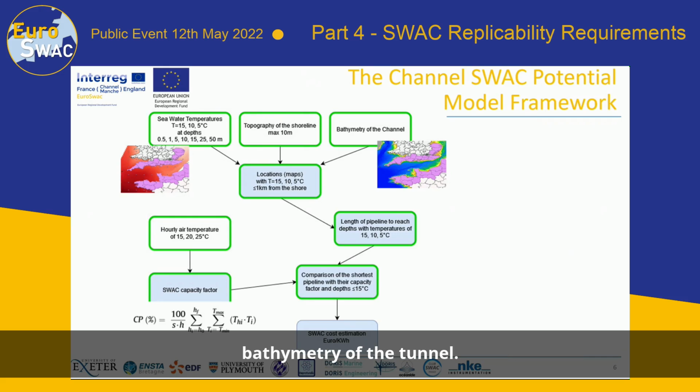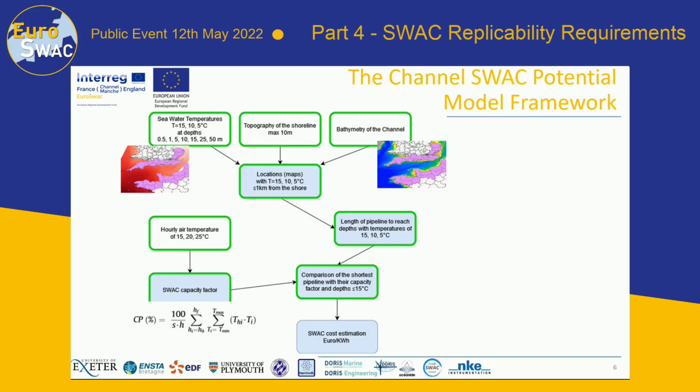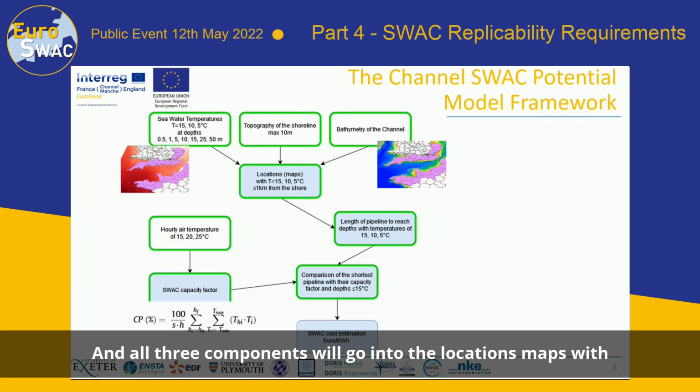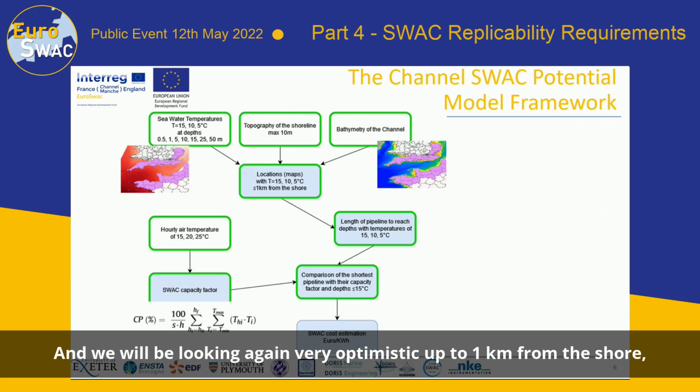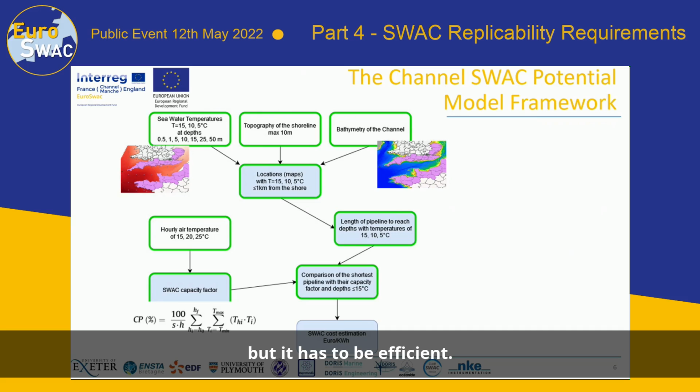And also the bathymetry of the channel. This is very important because we need to see the geometry for the installation, but also to see where the intake depth is and how long the pipes need to be. And all three components will go into the location maps with temperatures of 15, 10, and 5 degrees Celsius. And we will be looking, again very optimistically, up to 1 kilometer from the shore, but it has to be efficient financially, so it will probably be less than 1 kilometer.